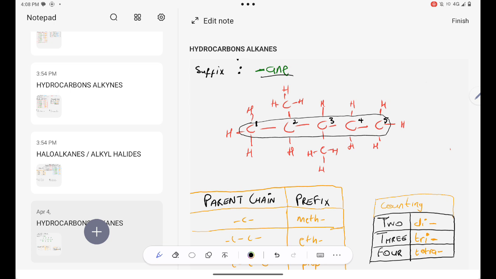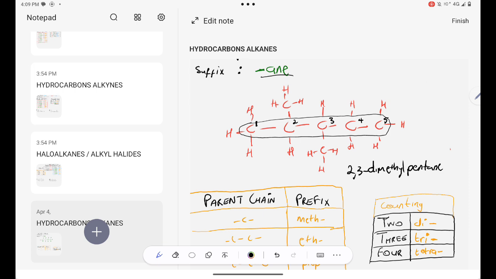But my pentane has 2 additions. So how can I name this pentane of mine? I'll simply say, yes, it is a pentane. However, in carbon number 2 and carbon number 3, I have my side chains. That's dimethyl pentane.